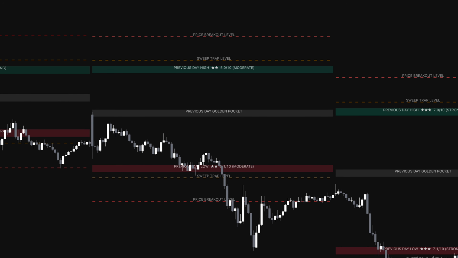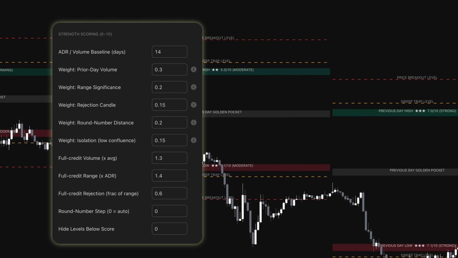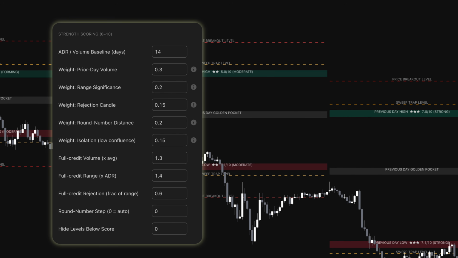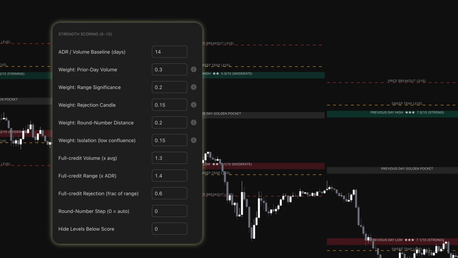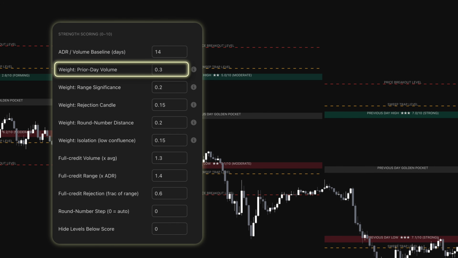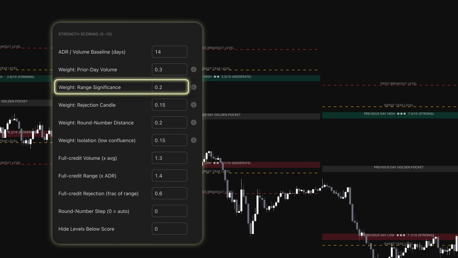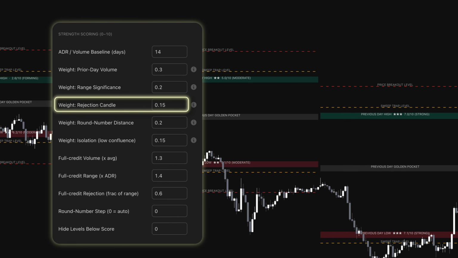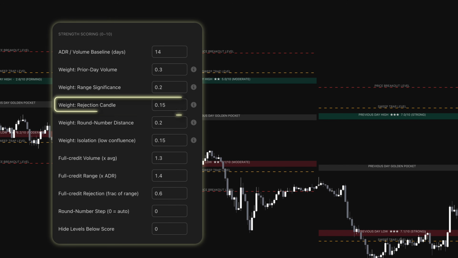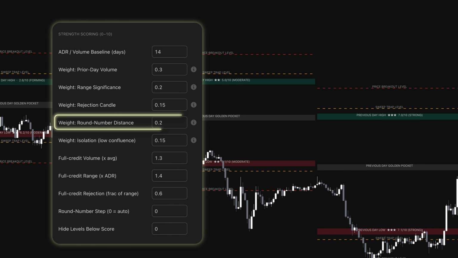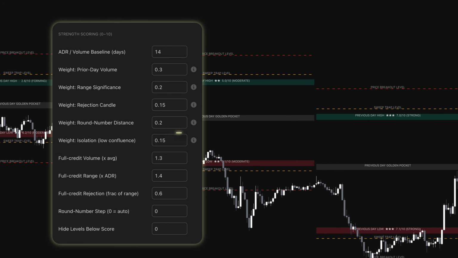What lifts this above a basic level script is the strength engine. Each high and low gets a 0 to 10 score built from 5 weighted inputs: prior day volume, range size versus the average daily range, how decisively the prior day rejected its extreme, distance from the nearest round number, and isolation from other recent levels.